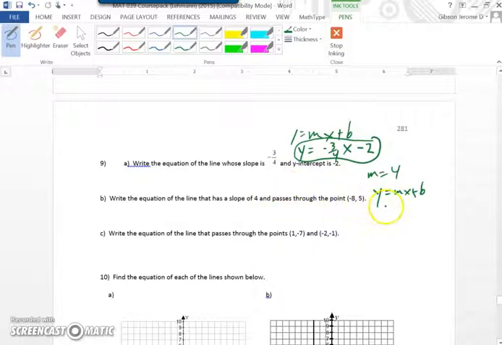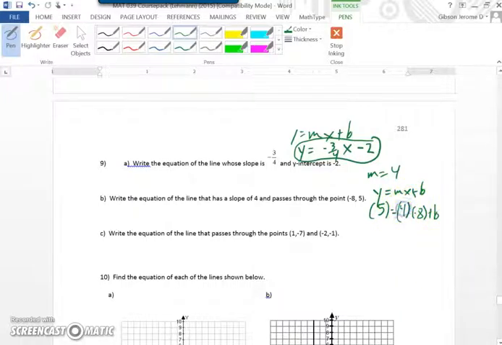Okay, class, picking up where we left off, we wrote out the formula y equals mx plus b, and we're using the slope from b here, and also the point negative 8, 5. So what we would do here is substitute and solve for b. So your y value here is 5, your slope here is 4, and your x is negative 8.